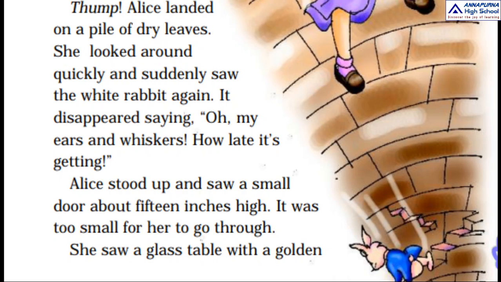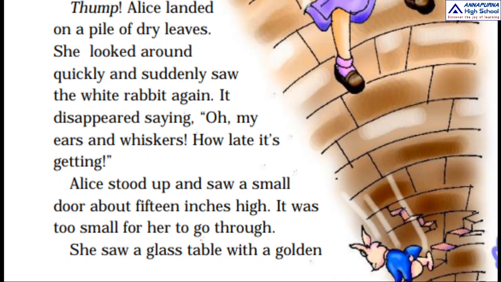Okay, so children, now what happened? Alice landed on a pile of dry leaves. There were so many dry leaves collected in the rabbit hole, and Alice landed on them. Alice thought that this is a strange place, and she was looking for the white rabbit. And she said, "Where did the white rabbit go?" And she saw the white rabbit again. But what happened then? The rabbit disappeared. That means it vanished. She could not see the rabbit anywhere. And the rabbit said, "Oh, my ears and whiskers, how late it's getting."